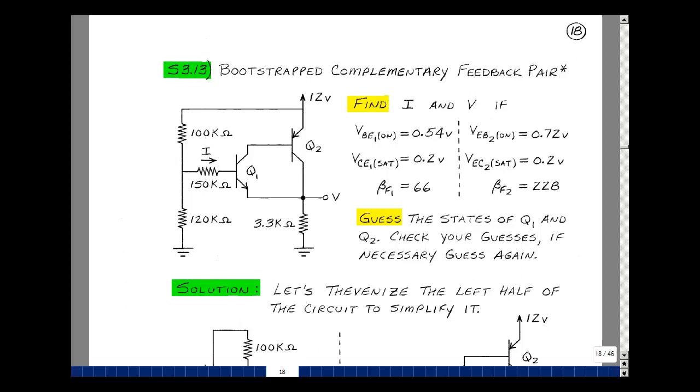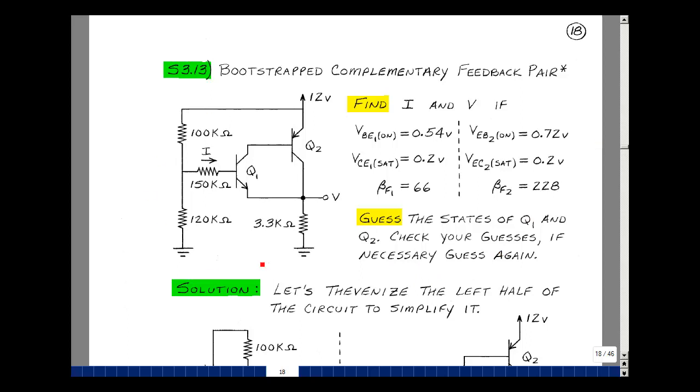Could you find the current I and the voltage V if these were the specs of the NPN and the PNP transistor? For the NPN, the base-emitter turn-on voltage is 0.54, the collector-emitter saturation voltage is 0.2, and beta F is 66. And for the PNP, the emitter-base turn-on voltage is 0.72, saturation is 0.2, and beta F is 228. Could you guess at the states of Q1 and Q2, and then check your guesses, and if necessary, guess again.